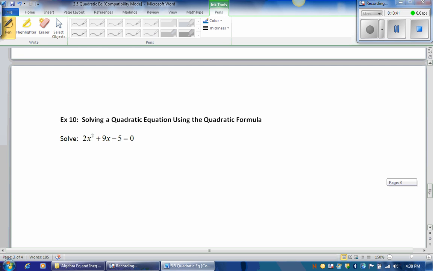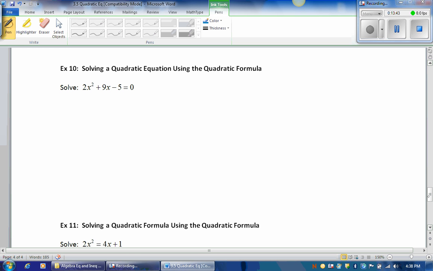All right, so let's actually solve one out. I'm not going to factor this one, I'm going to use the quadratic formula. X equals negative b plus or minus the square root of b squared minus 4ac all over 2a. So a is 2, it's whatever's in front of the x squared. B is 9, it's whatever's in front of the x. C is negative 5, it's your constant. So we're going to plug those values in.